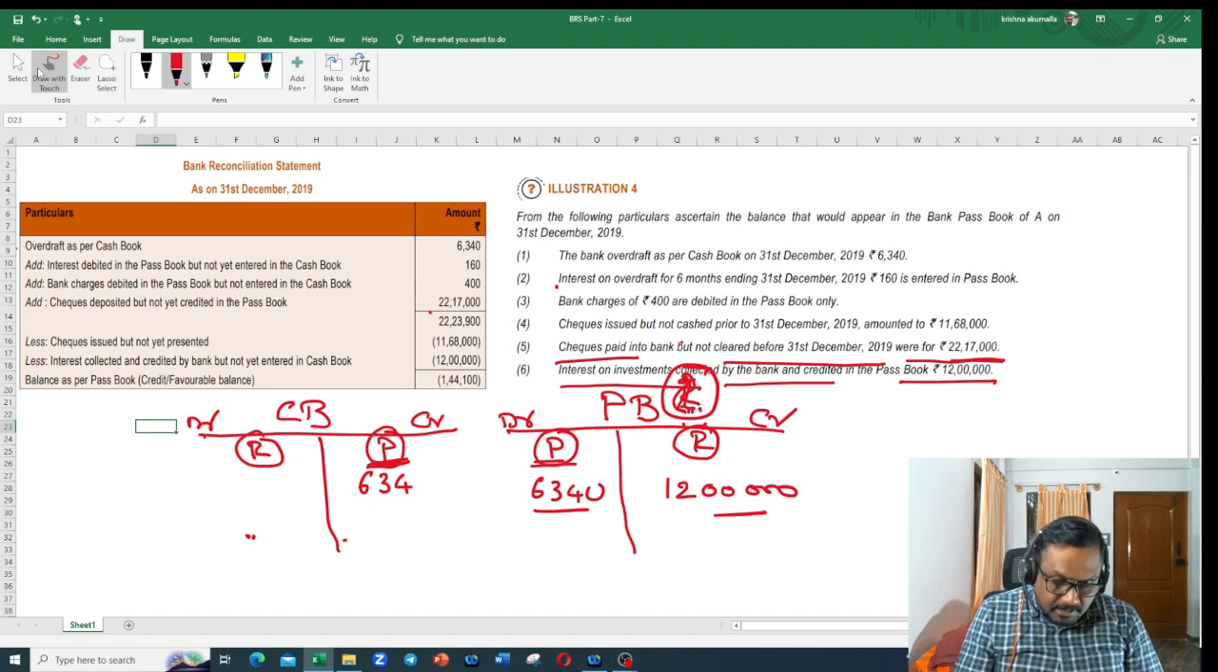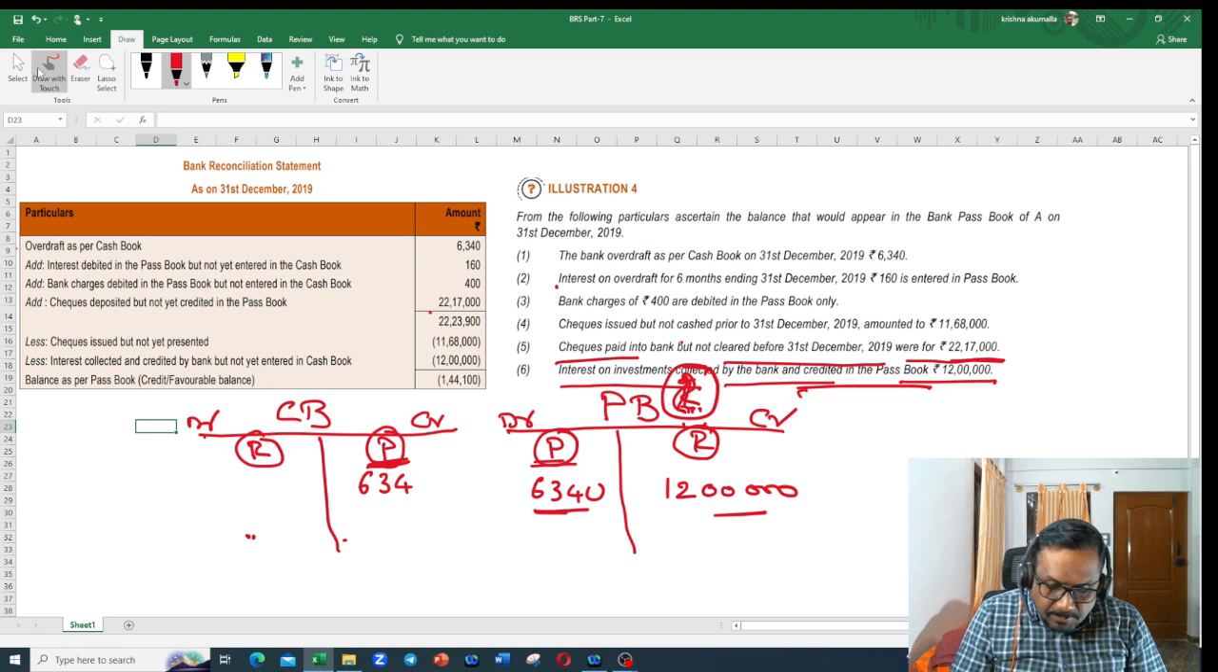Okay, before that, has it been recorded in the cash book? No. He did not say that it is recorded in the cash book. He said it is credited in the passbook. That's all. He didn't talk about the cash book. Since he did not talk about the cash book, we should assume that this is recorded only in the passbook.